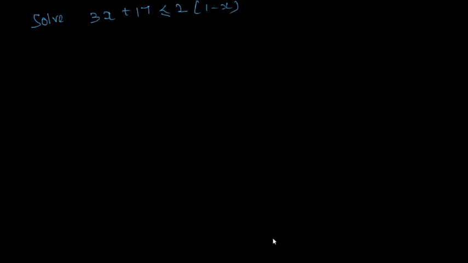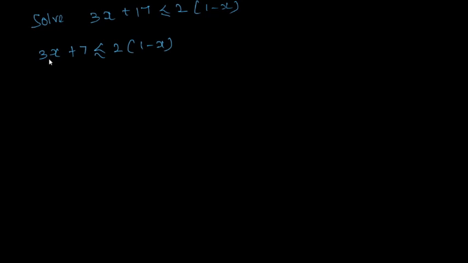Let us try this inequality problem. 3x plus 17 is less than or equal to 2 into 1 minus x. So this is the given inequation, or inequality. We need to solve this inequation by finding out the value of x. Let us proceed step by step.